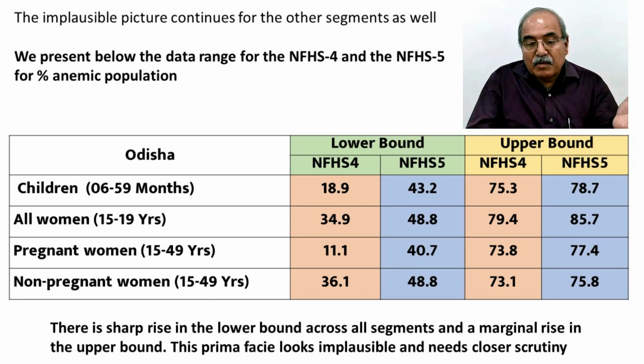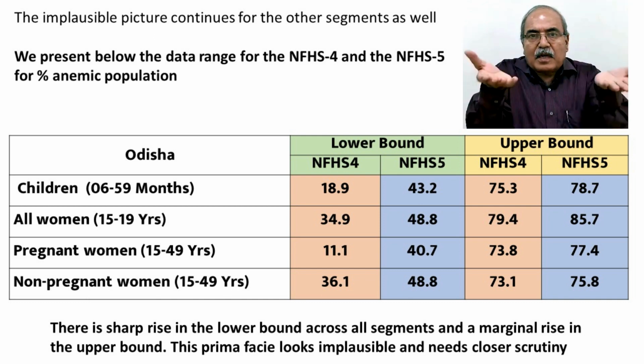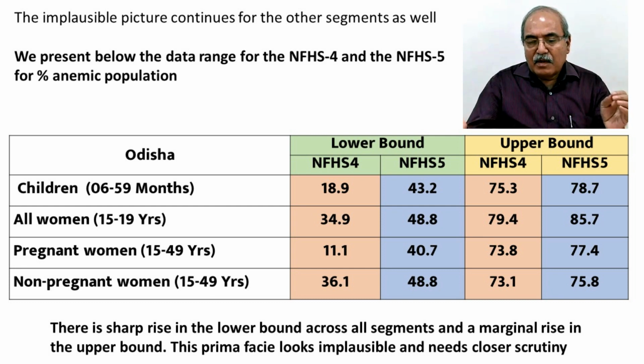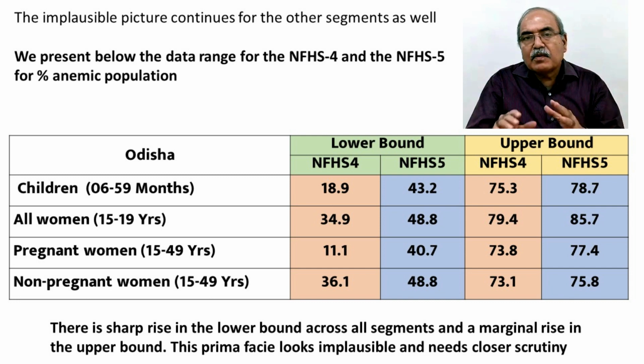It's more than a threefold increase. And for non-pregnant women, it moves from 36 to 48. Now this points towards a very implausible increase. It is almost as if the lower bound has been jacked up very significantly and there is a marginal rise in the upper bound. Now this prima facie looks implausible and would call for closer scrutiny of the NFHS 5 anemia data.